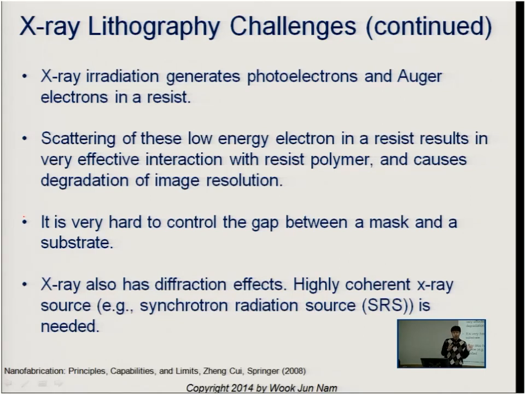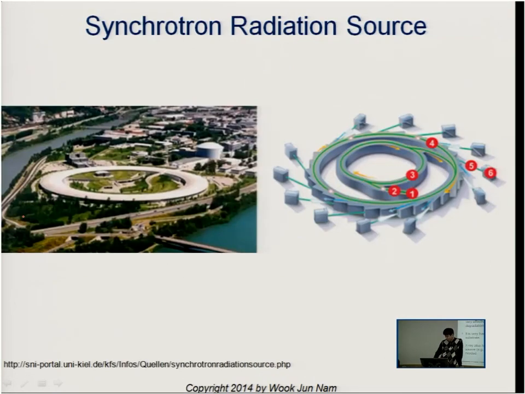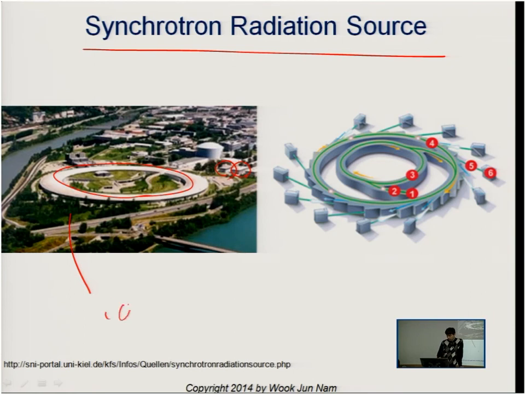The third problem is that X-ray should be very highly coherent. To make very highly coherent X-ray, what you need is a synchrotron radiation source. Actually, this is a synchrotron radiation source, and this is the regular size of a building. So this is pretty big. To construct this source costs only about $100 million, which is not that expensive compared to the exposure tools we are paying for currently. So we can afford to pay this money.